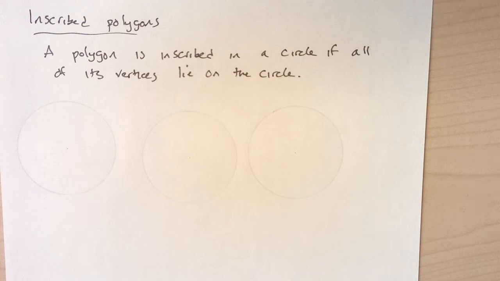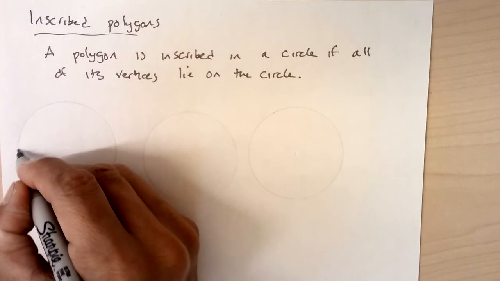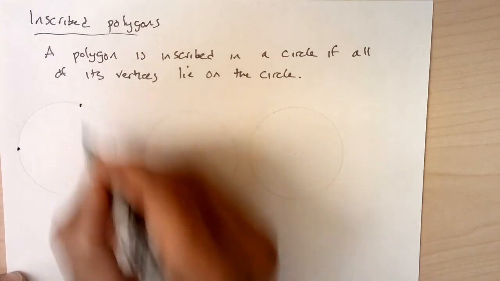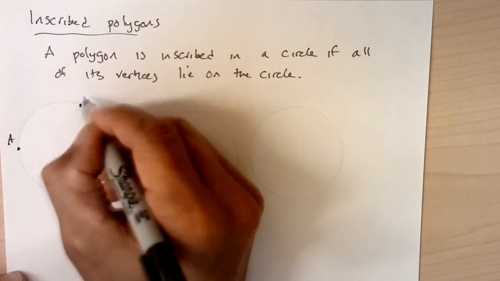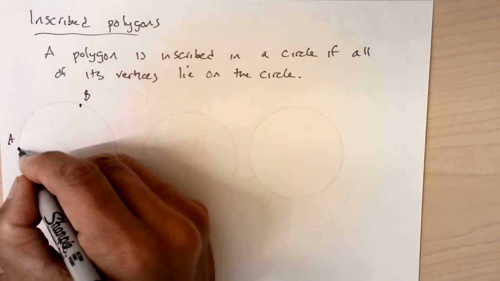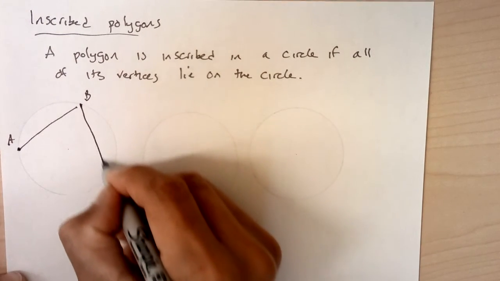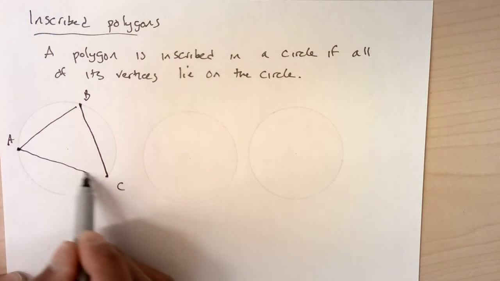Besides angles being inscribed in a circle, you could also have inscribed polygons. A polygon's inscribed in a circle if all of the vertices of the polygon lie on the circle. Just starting off with the polygon with the least number of sides, a triangle. A triangle could be inscribed in a circle if I have all three of the vertices, call them A, B, and C, of the triangle on the circle. So here's an inscribed triangle.